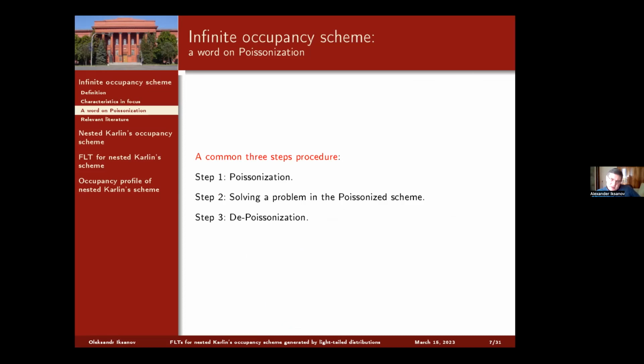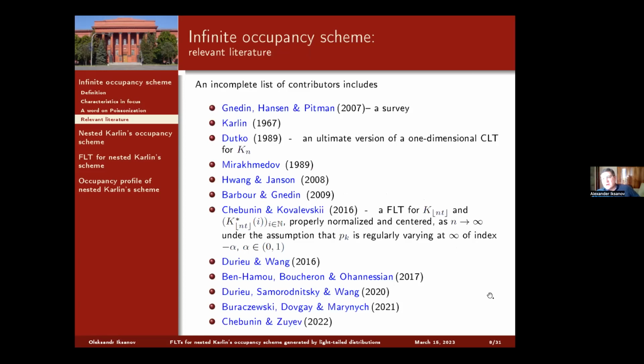And to close the discussion of the classical Karlin occupancy scheme, I now give some pointers to relevant literature. The scheme was investigated by many authors. Here is an incomplete list of contributors. The picture up to 2007 was surveyed by Gnedin, Hansen, and Pitman. And the most recent articles, including two papers published in 2022, which are not given here, indicate that the subject is alive and well.